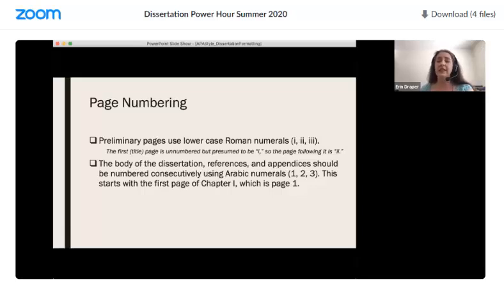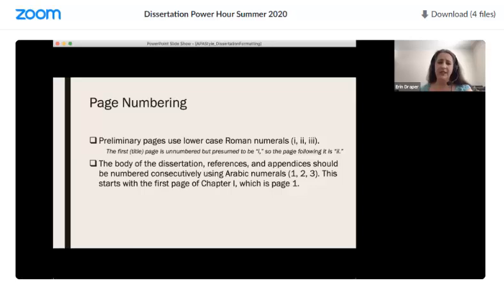You'll see a list of the optional components in the formatting manual. I'm not going over those today, although we can talk about them if there are specific questions. For some people, it's that. For others, it might be the dedication, which is also optional, or the acknowledgements, also optional, or they might skip straight to the abstract.